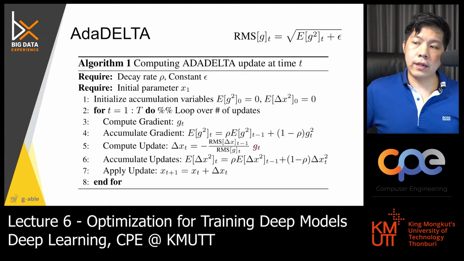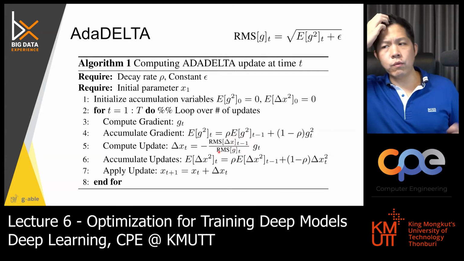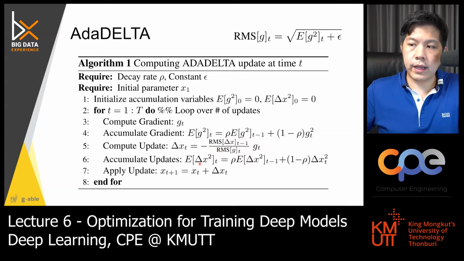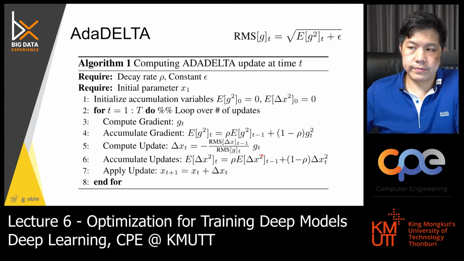But this gradient will be controlled by this. It will be controlled by the learning rate, and this learning rate comes from the actual adjustment divided by the size of the gradient. Now you may wonder, then what would be the value of the adjustment? Let's take a look at the next slide. This expected value of the adjustment square comes from the previous adjustment plus the delta x square, this value square.